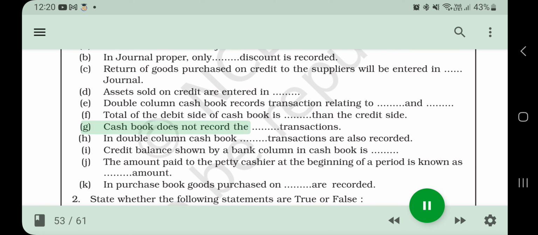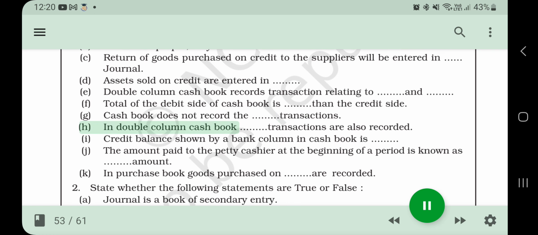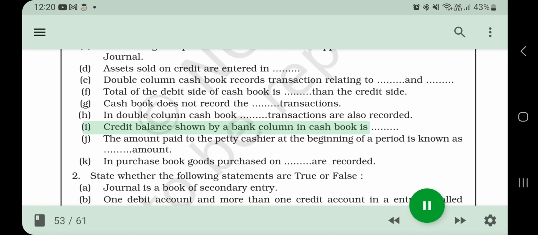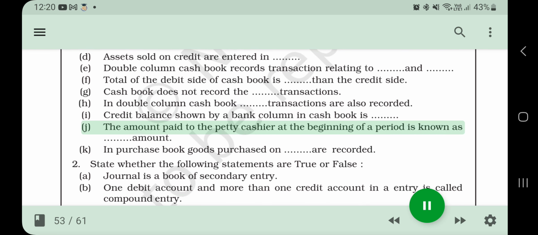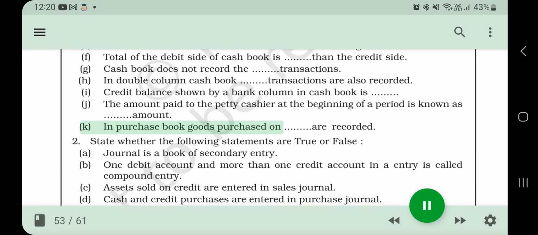G. Cash book does not record the transactions. H. In double column cash book, transactions are also recorded. I. Credit balance shown by a bank column in cash book is J. The amount paid to the petty cashier at the beginning of a period is known as amount. K. In purchase book goods purchased on are recorded.